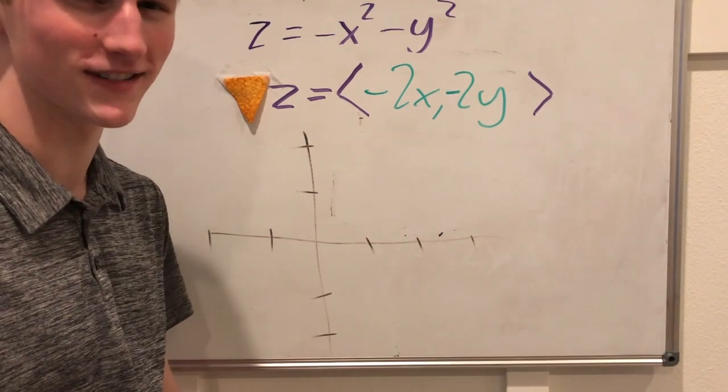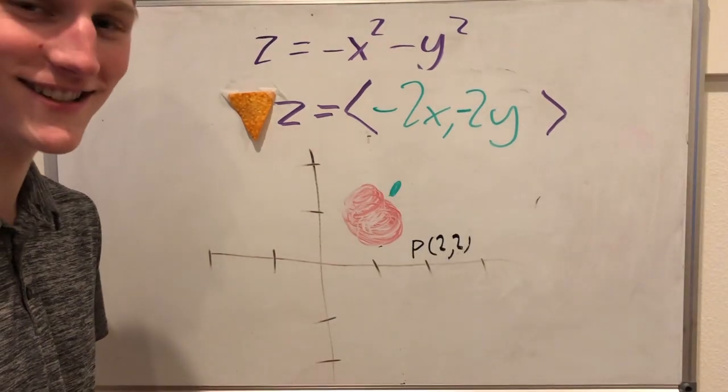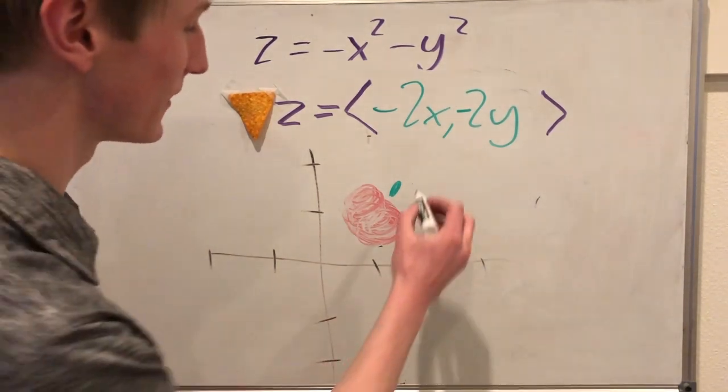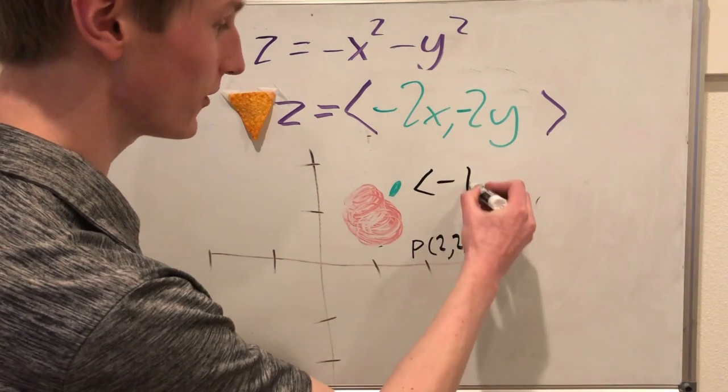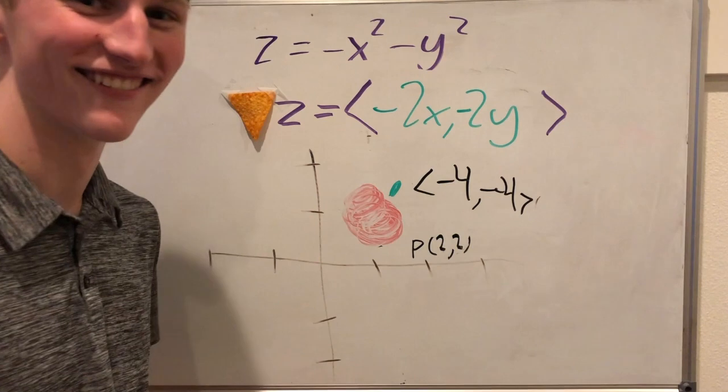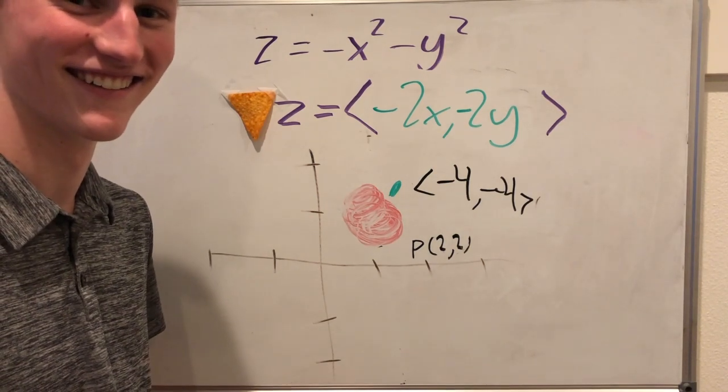Ammon, give me a point. Thanks, Ammon. So, for our gradient at the point 2, 2, we get -4, -4. And that's how you find the gradient.